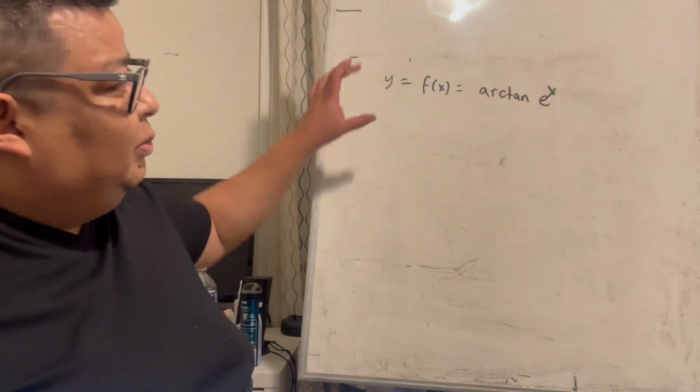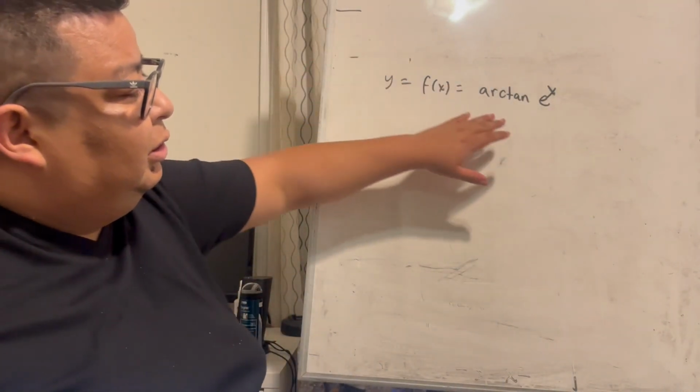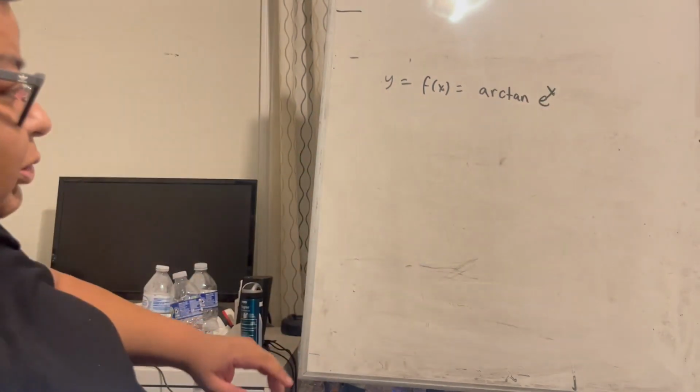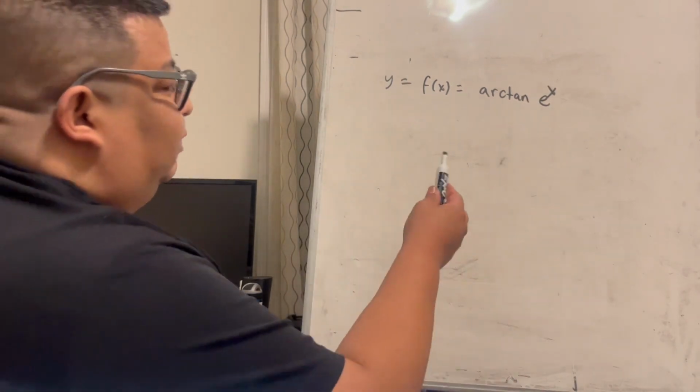Welcome. In this video, we're going to take the derivative of y equals arctangent of e to the x. So let's see. We need a formula for that type of derivative.